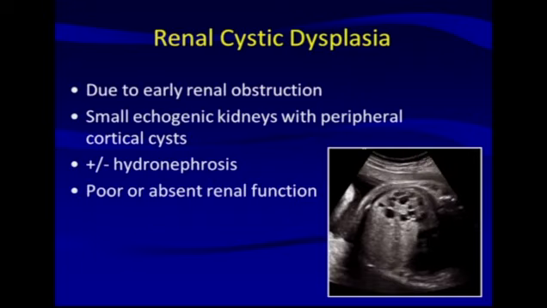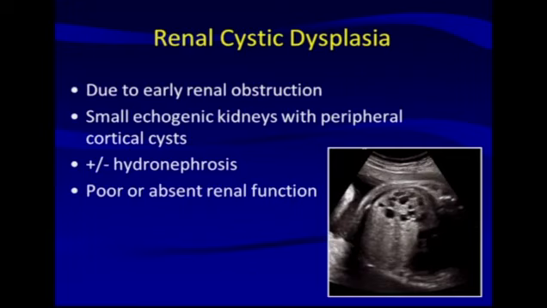And when you get dysplasia within the surrounding parenchyma, this manifests on ultrasound as increased echogenicity of the cortex as well as multiple peripheral cortical cysts. And once you get these changes of renal cystic dysplasia from an underlying obstruction, this is a poor prognostic sign for function of this kidney. Usually the kidney will no longer function, and this is irreversible.